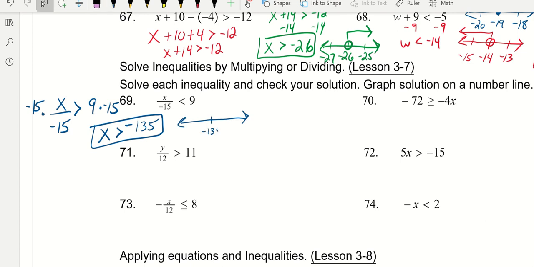On the number line, negative 135, negative 134, negative 136. Open or closed circle at negative 135? Open circle. Do I shade left or right? Shade to the right because it's greater than. All right, negative 135, is that the high end or low end? That is the low end. What's the high end? Infinity goes to the right forever. Infinity always gets a parenthesis. Negative 135 gets a parenthesis as well.